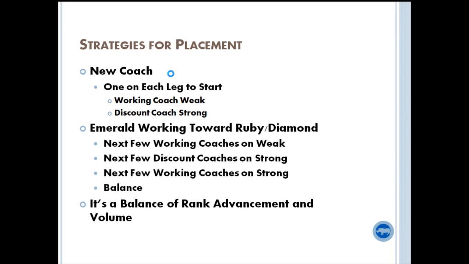And then the next few working coaches I'd put on your strong leg, because you're going to have an Emerald over there. So you got to put some people over there who have the possibility of going to Emerald. You got to balance it out. There's no exact formula for how to do that. It's a coach by coach thing, deciding who you think is going to do something to get to Emerald, who do you think is not, how balanced are you, how many coaches do you have on each side. Okay, so you're balancing between getting the rank advancement and getting enough volume on your weak leg to make more cycles so that your check goes up. Okay, so that's why it's not an exact science.